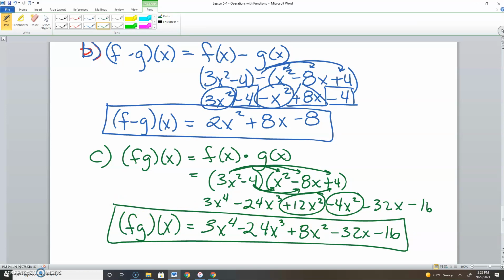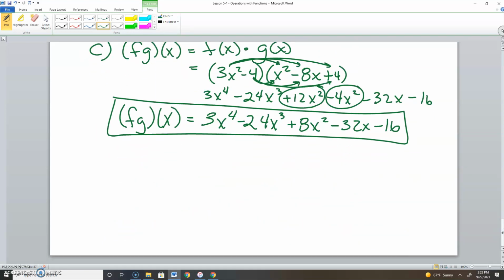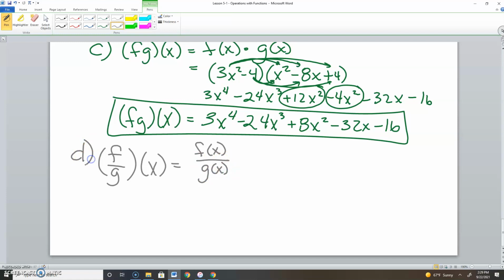Okay? And then the last one actually ends up being a fairly short one, even though it looks like it's going to be the most complex. Our last one is just f divided by g. So f divided by g of x, and that is simply f of x divided by g of x. And don't forget to label this as your part D. Okay, so if I'm doing that, your f of x is going to be 3x squared minus 4, because f of x goes on top. And then my g of x is x squared minus 8x plus 4.